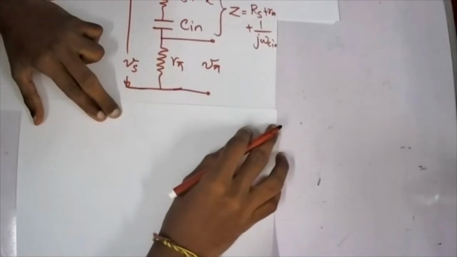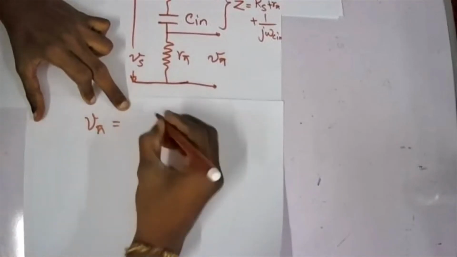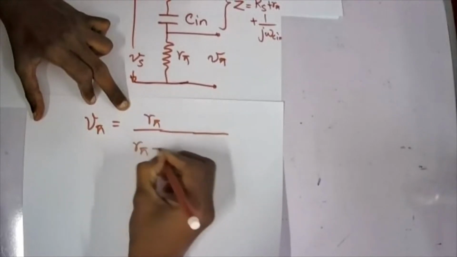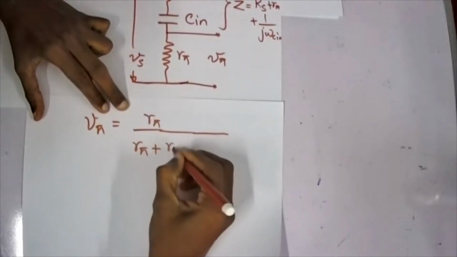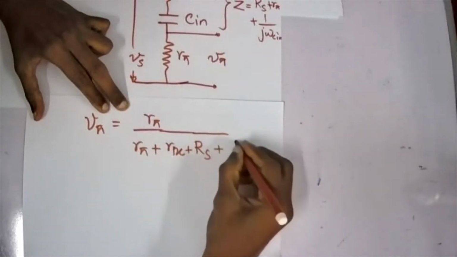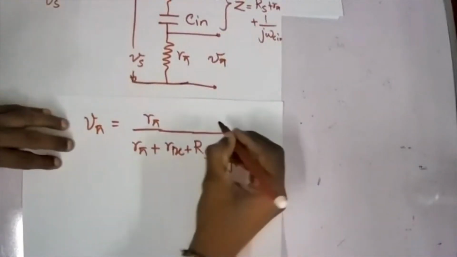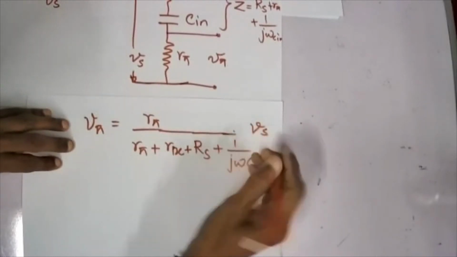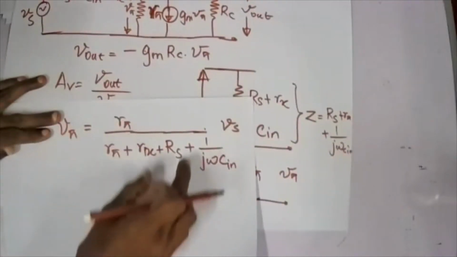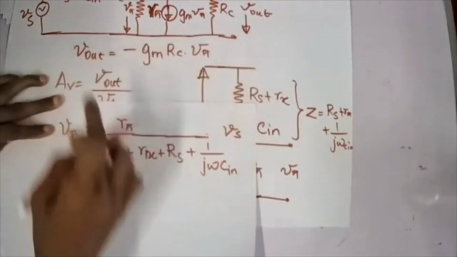So I can write my V pi now. V pi is equal to R pi divided by R pi plus Rx plus Rs plus 1 over j omega C in, into Vs, right? So now I'll substitute the whole equation here. Instead of V pi, I can put the whole thing there, and then I can bring Vs to the other side.